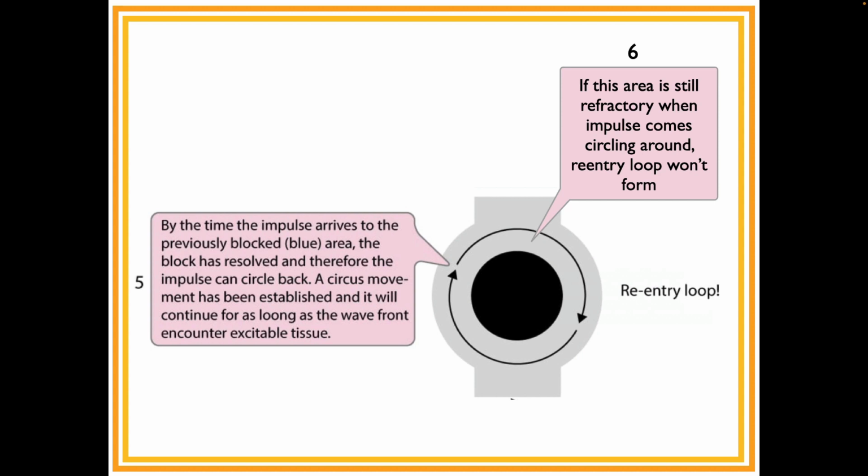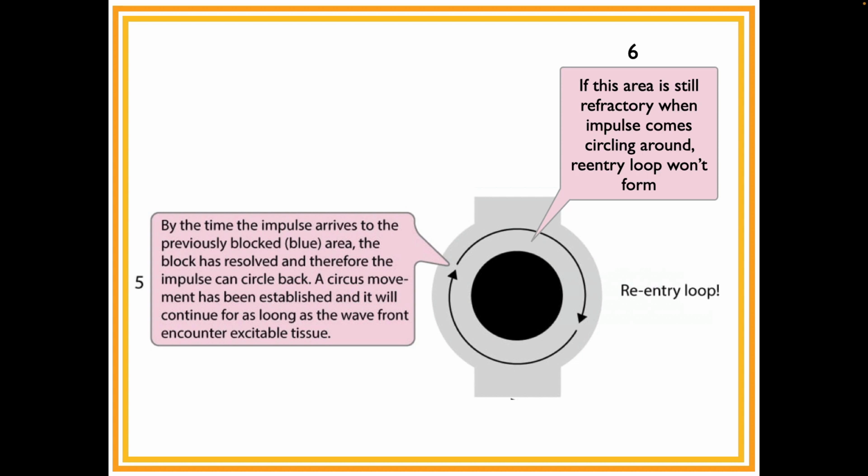If it goes back around like this, and this area has repolarized again and is ready to go again, it's just going to keep going round and round and round. This only happens under certain conditions, for example, ischemia, okay? And what we call this is a re-entry circuit or re-entry loop.